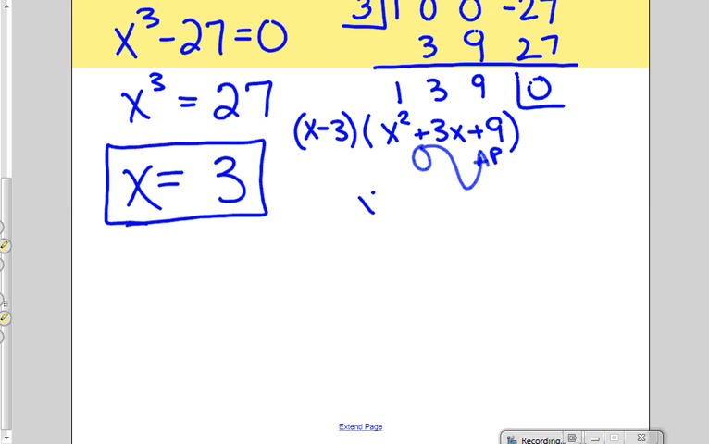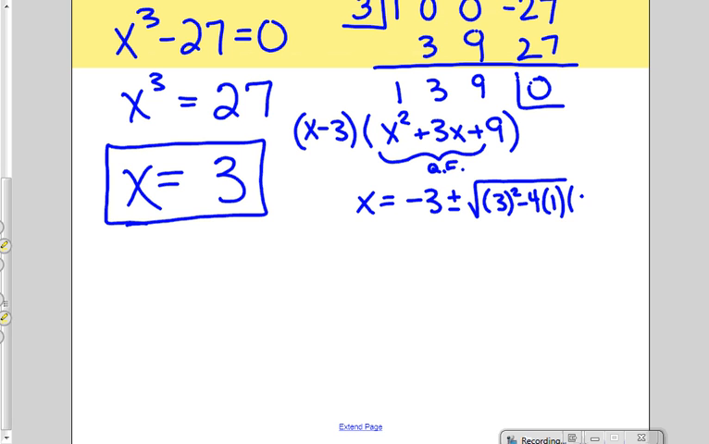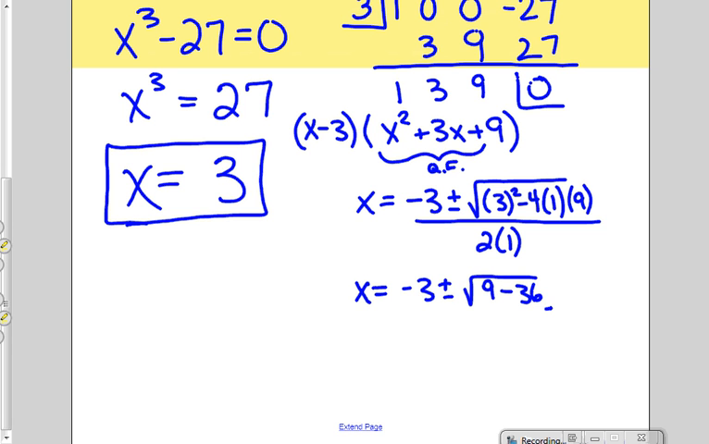And now we're going to find the other two solutions using the quadratic formula on the x squared part. So we're going to do the opposite of our b, plus minus the square root of b squared minus 4ac, all over 2 times a, which is 1. So we have x equaling negative 3 plus minus the square root of 9 minus 36 over 2. So we're going to have negative 3 over 2 plus minus the square root of negative 27 over 2.